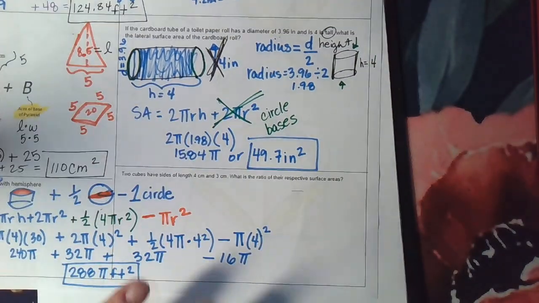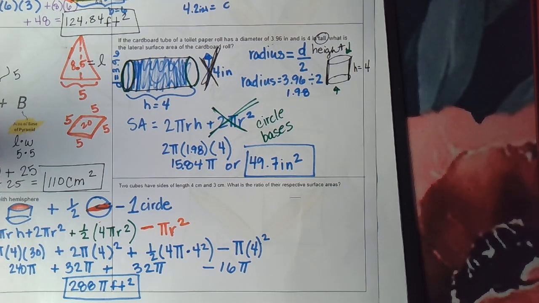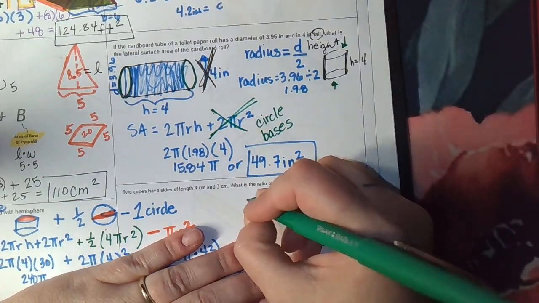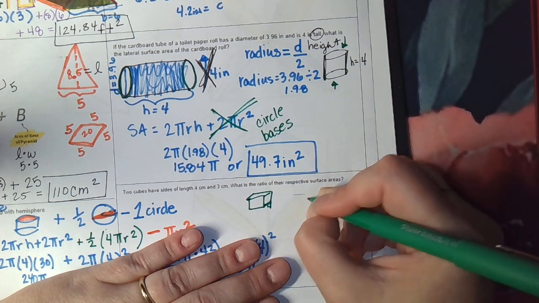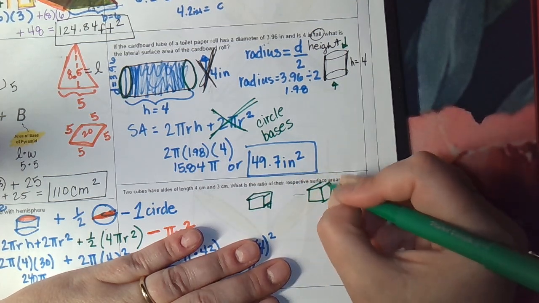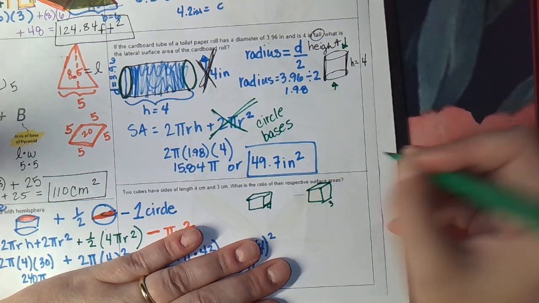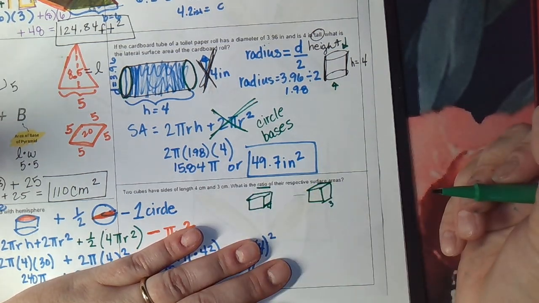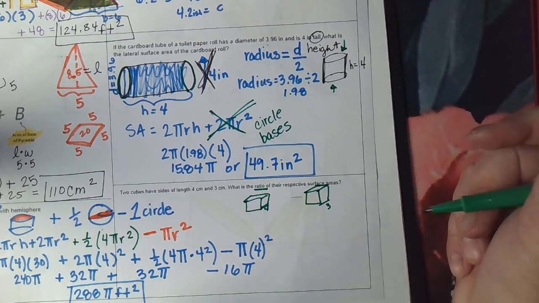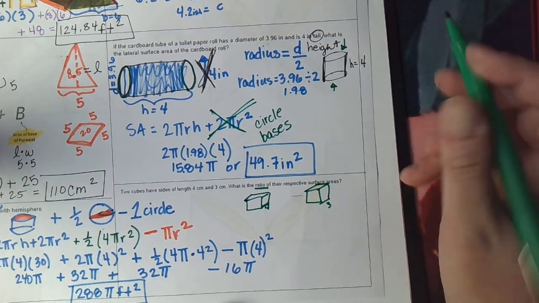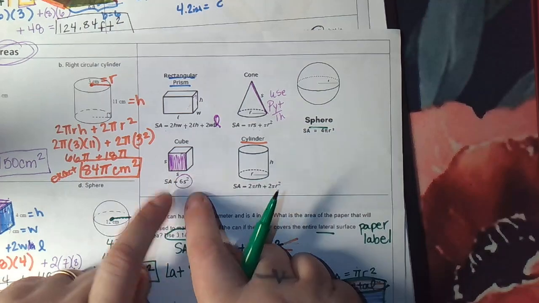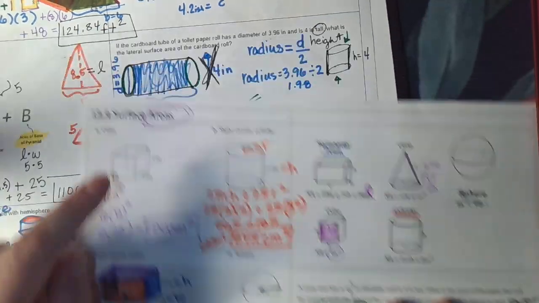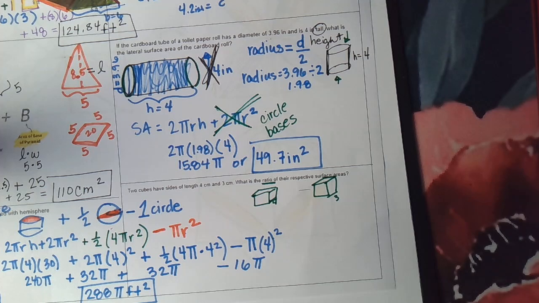Okay, let's look at this last example. It says 2 cubes have side lengths 4 and 3. Okay, so we got this cube of side lengths 4 and 3. It says, what is the ratio? That means either a fraction or something with a colon of their respective surface areas. Well, let's look back. How do you find the surface area of a cube? 6s squared. We're right back to where we started.